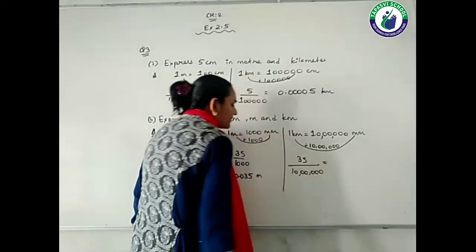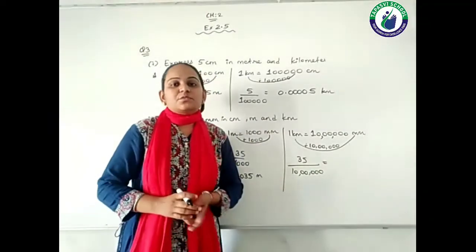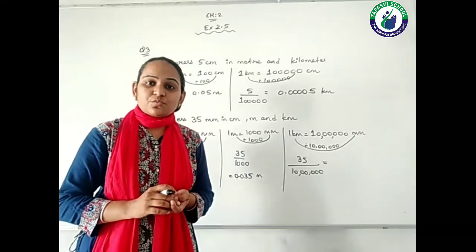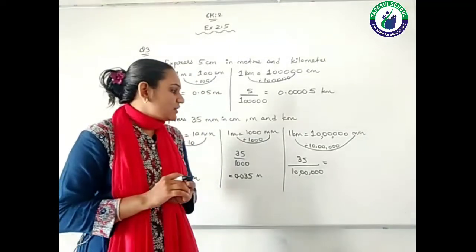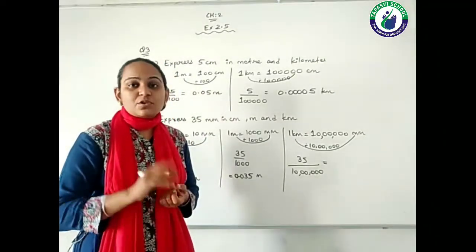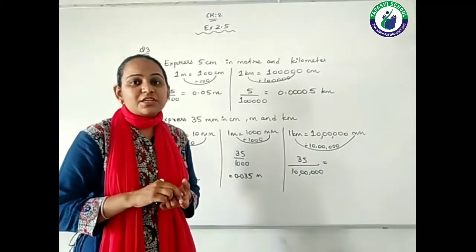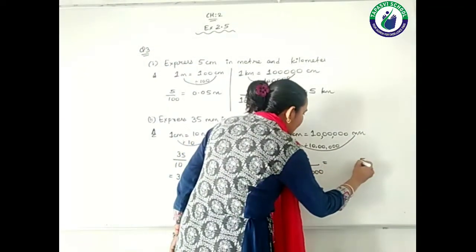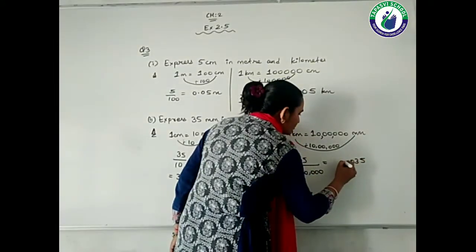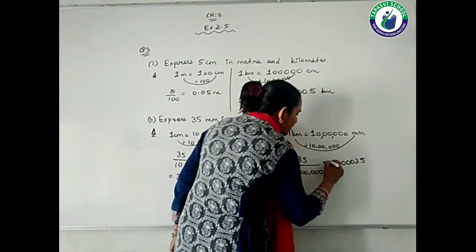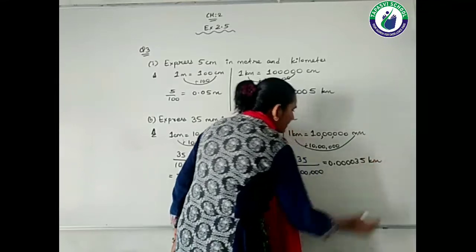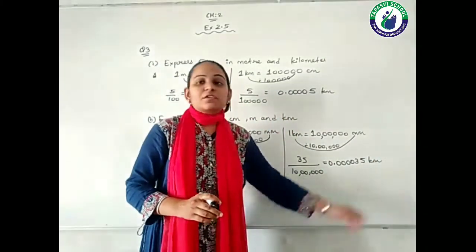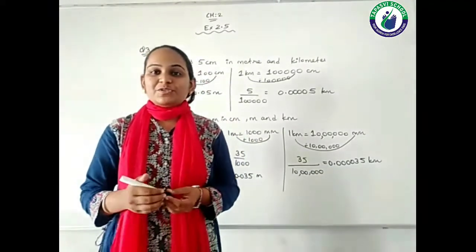So I am getting, see how many zeros are there, students, in the denominator? 6, and in the numerator how many digits are there, students? 2. So we need to adjust. How many zeros? 4, because 2 digits are already there. 4 digits we need to adjust. We'll keep 4 zeros. So 5, then 3, then 4 zeros. 1, 2, 3, 4, and decimal point. So here your answer is 0.0000035 kilometer. Is it okay to all of you?